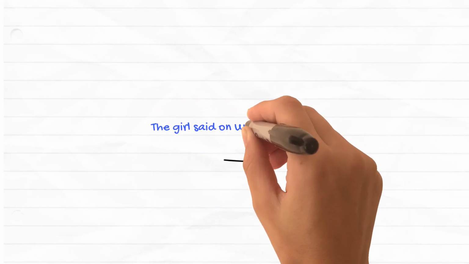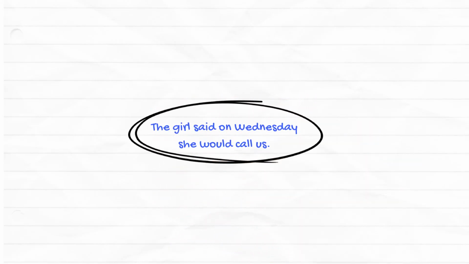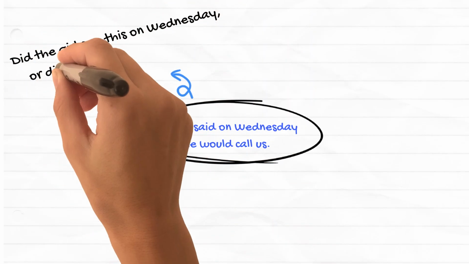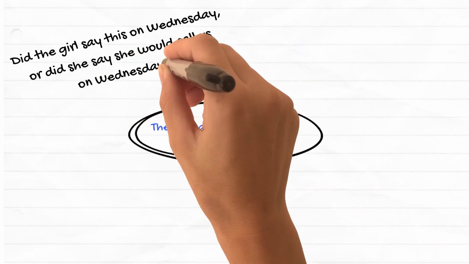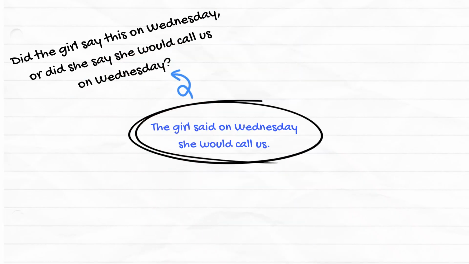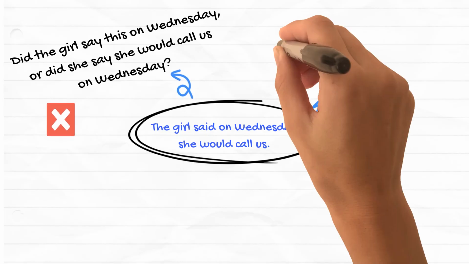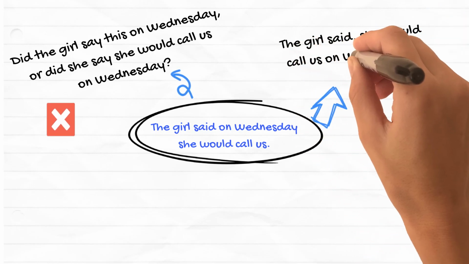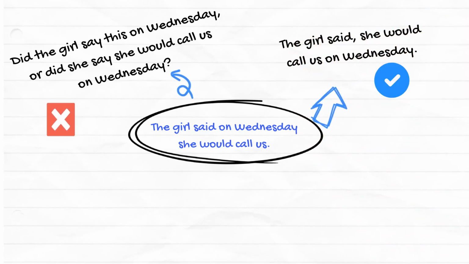For example, the girl said on Wednesday she would call us. Did the girl say this on Wednesday, or did she say she would call us on Wednesday? This is confusing. So, the right sentence is, the girl said she would call us on Wednesday. Now, the meaning is clear.